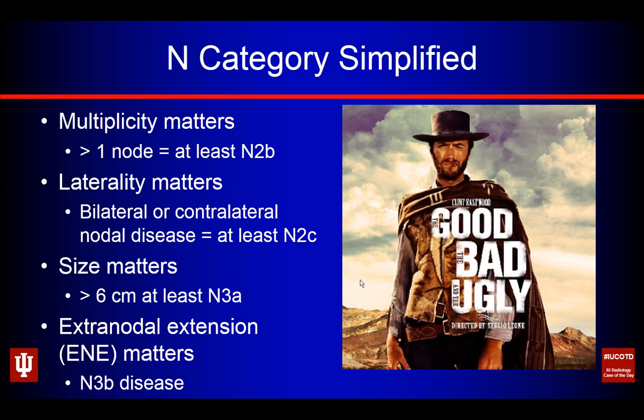So, again, go to the chart. I don't memorize these charts. You can always look them up at your fingertips. But keep in mind the things that matter when it comes to N category for salivary gland tumors. Multiplicity, the laterality, the size, and extranodal extension. Remember those 4 things and put those 4 things to work. That will allow you to report the things that go into staging.